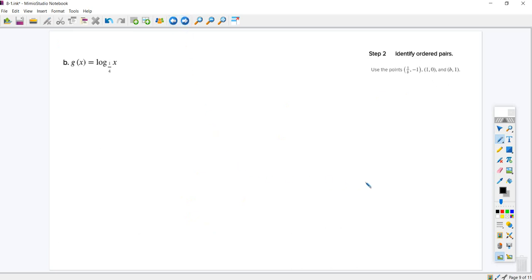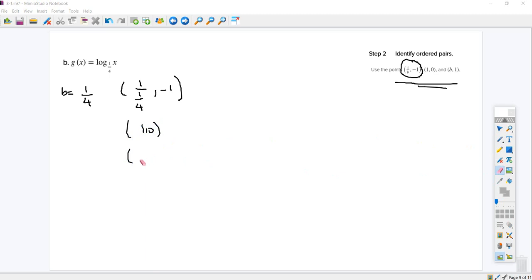Let's do one more. That's part 5B, on page 403. We are doing it the same way. These points will be there all the time, and b this time is not a 4, it's just 1 over 4, that's okay. So here are the points that we will have. 1 over 1 over 4, I'm talking about this, because it's 1 over b, right? So then it's 1 over 1 over 4, negative 1. There will be a point like that. Second point is 1 comma 0 for sure.